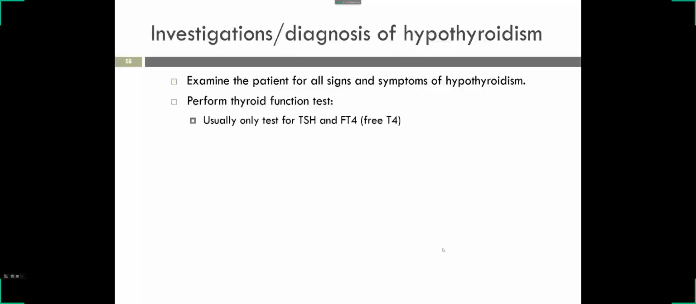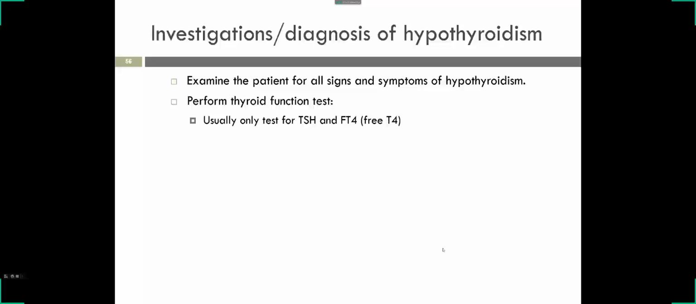So how do we diagnose someone with hypothyroidism? We first examine the patient for all signs and symptoms of hypothyroidism, obviously the goiter that we're looking for, the physical signs, the face puffiness, or some of the other things that we talked about, changes in their hormone levels, physical changes. And then we would perform a thyroid function test.